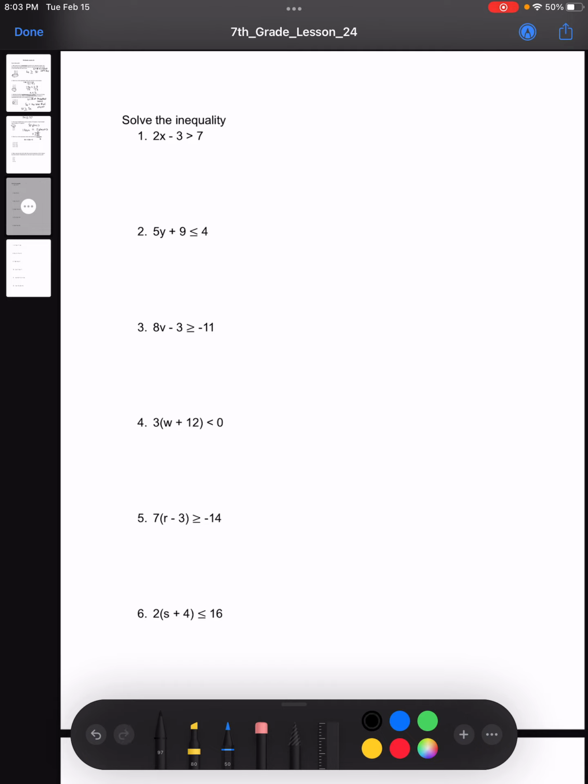We can try solving number 1. 2x minus 3 is greater than 7. What we will do first is add 3 to get the variable by itself, and then we divide both sides by 2 to get x is greater than 5.